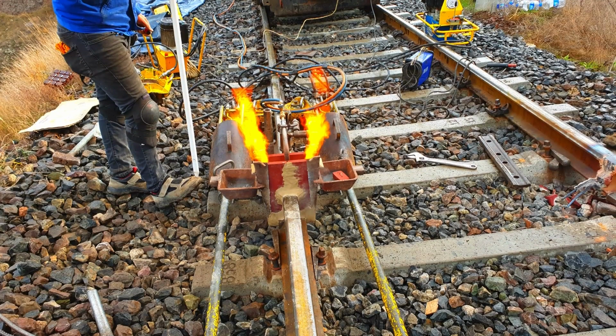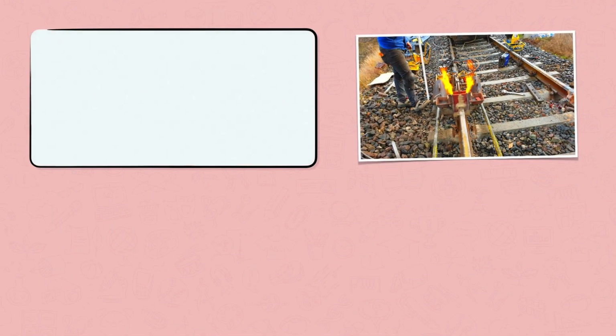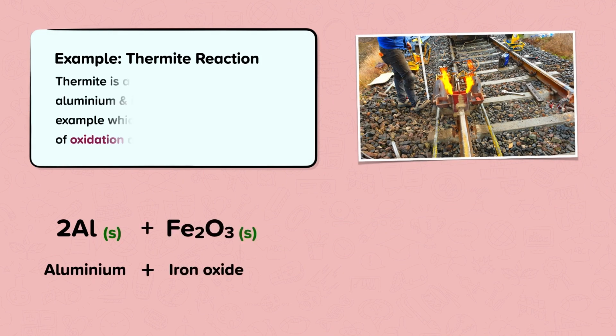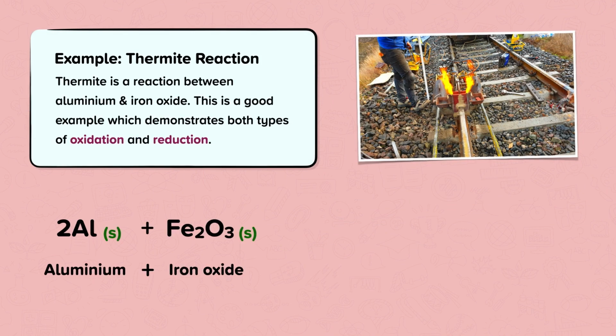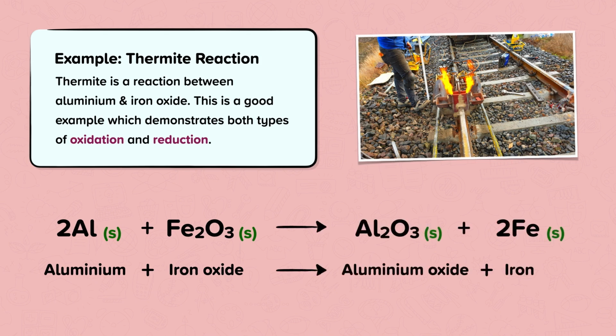A good example of a redox reaction is the thermite reaction between aluminium and iron oxide. This is a displacement reaction which releases enough heat to melt the iron that is produced during the reaction. As a result, it can be used in industry to weld railway tracks together. This is a great example of a redox reaction because it demonstrates both types of oxidation and reduction.